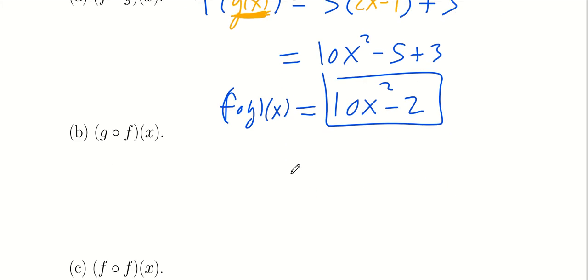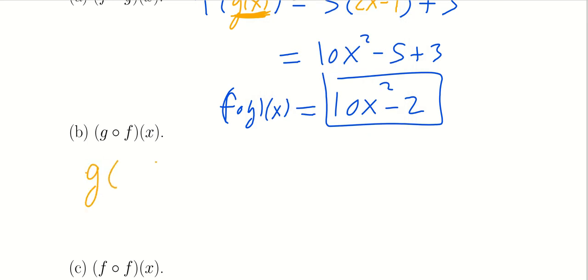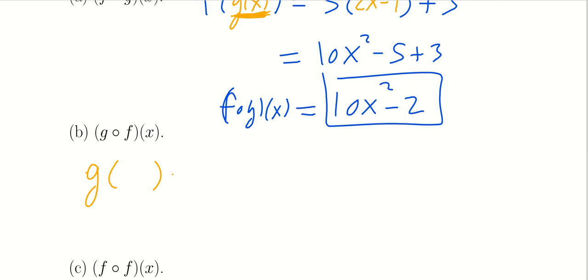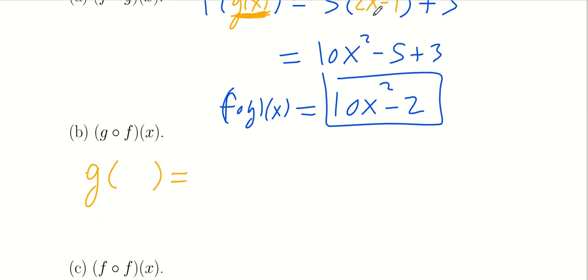Let's now do the other composition, g composed with f of x. This is by definition g of f of x. So the outer function is going to be g. What does g tell us to do to an input? Well, g of x says take 2x squared and then subtract 1 from it.